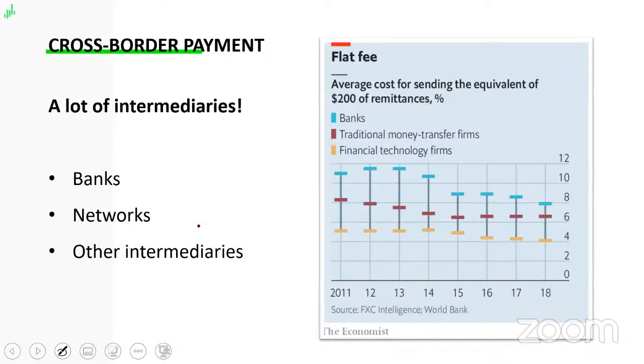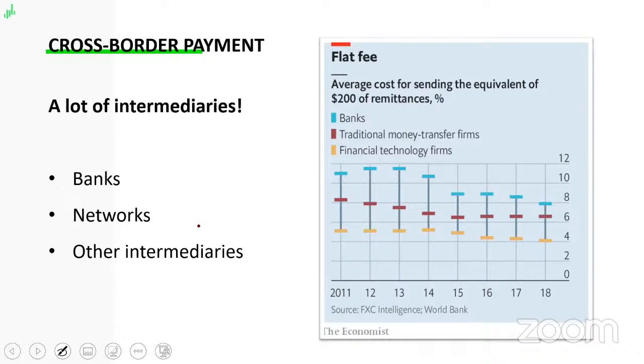So the main problem with cross-border is that you need a lot of intermediaries. First, you always need at least two banks. You have the bank from where the funds are originating, and then you have the bank to where the funds are going. Also, you have different kinds of banks. Some banks are called, what's the name again? Let me think about it. I have to remember the name. A correspondent.